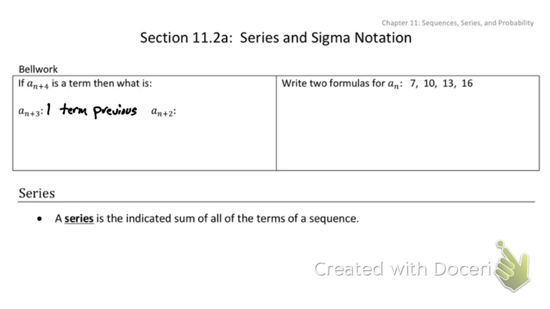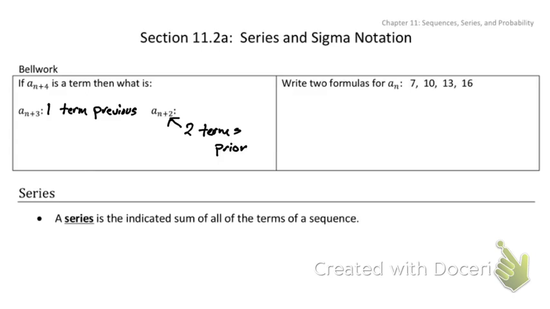Then what would a sub n plus 2 be then? If n plus 3 is one term prior, what is a sub n plus 2 then? Yeah, Grace. It'd be 2 terms prior. Yep. This would be 2 terms prior.